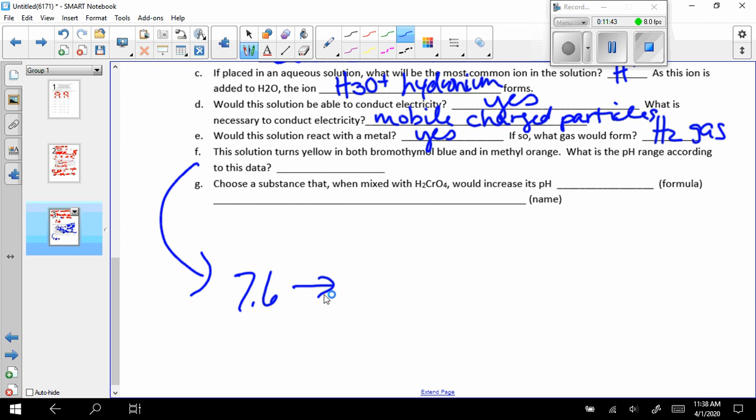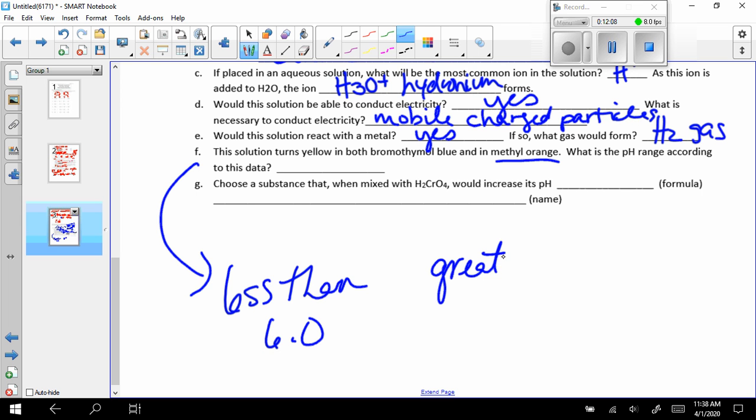Oh, I'm sorry. I just read this wrong. I take it back. Erase, erase. Okay, yellow in bromothymol blue. I was looking at blue. Yellow is less than 6. And methyl orange, when that turns yellow, it's greater than 4.4. So I just narrowed down my range. I know my range, it has to be between a 4.4 and a 6.0. That is my range based on those colors.